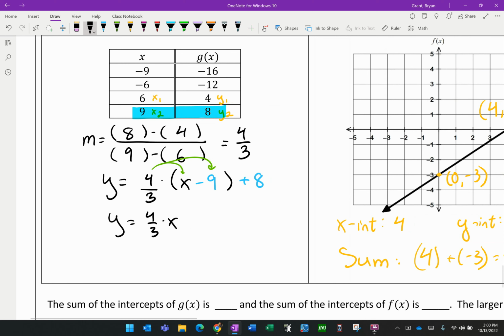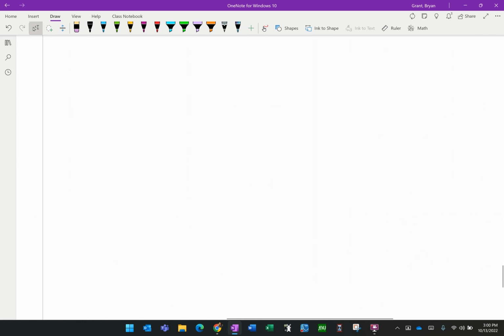So 4/3 times -9, I'm just going to use some space over here. Well, if we wanted to do it by hand, we need to remember fractions are multiplied straight across. This gives us -36 on the top, 3 on the bottom. And if you divide -36 by 3, you get -12.